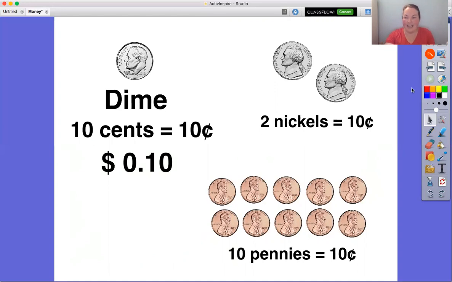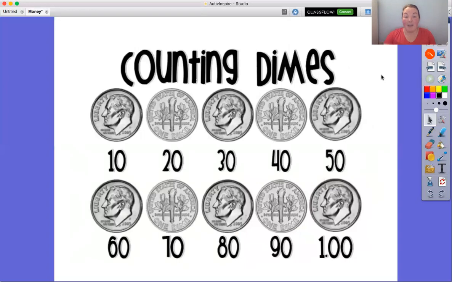it's worth 10 cents. If I'm counting dimes, I'm going to count by tens because it's worth 10 cents. So if I have 10 dimes, how much do I have? I have 10, 20, 30, 40, 50, 60, 70, 80, 90, 100 cents. Okay, we're going to call that a dollar, but we'll talk about that in a little bit. 100 cents is how much I have. Okay, great job, you guys.